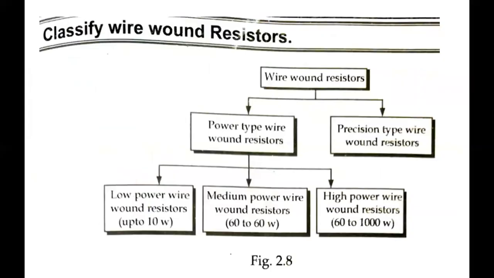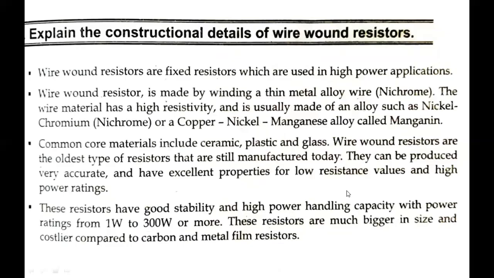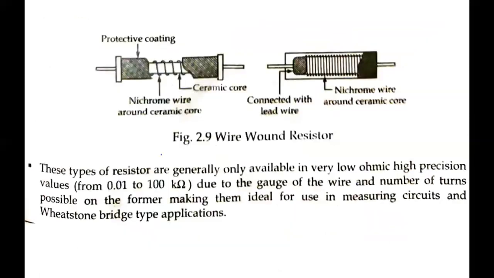Next. Wire wound resistors classification. Power type wire wound resistors, precision type wire wound resistors. Again, power type resistors are low power, medium power, high power. Low power is up to 10 watts. Medium power is 10 to 60 watts, and high power is 60 to 1000 watts. Wire wound resistors are fixed resistors.